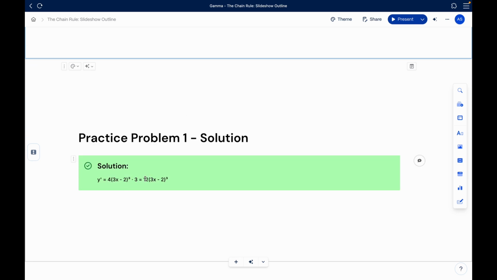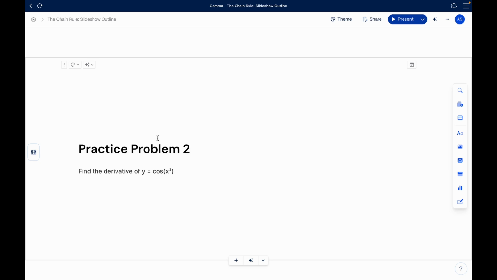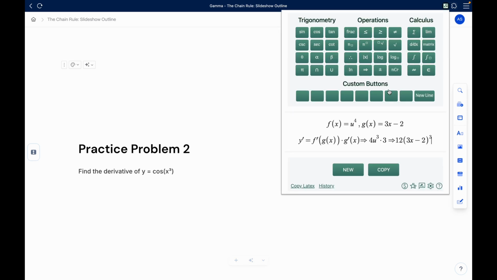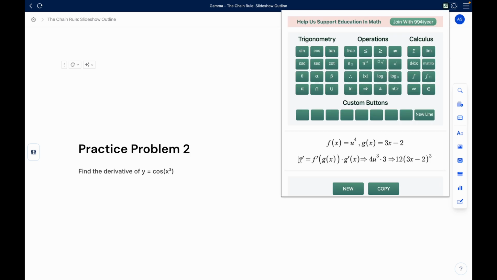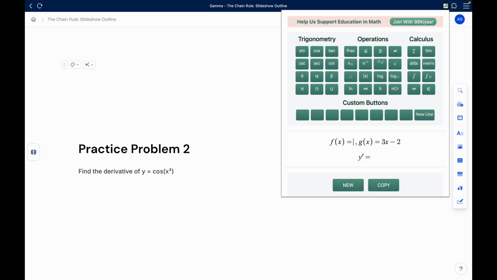Here is the solution: 12 times 3x minus 2 to the power of 3. Now, the next practice problem is to find the derivative of cosine of x cubed. I will explain the inner and outer functions still, because I think that's extremely essential to understand and not to mess up. The outer function is cosine of u, and the inner function is x cubed since it's inside another function.